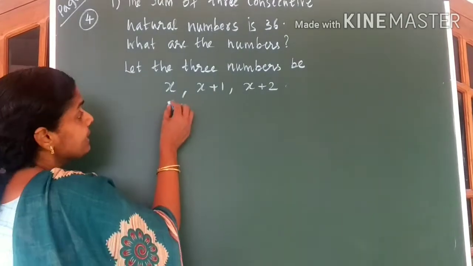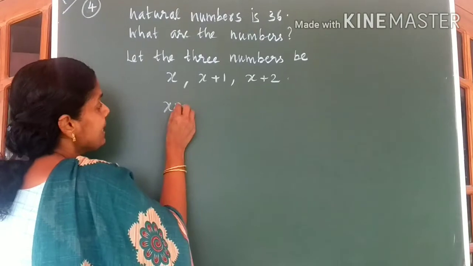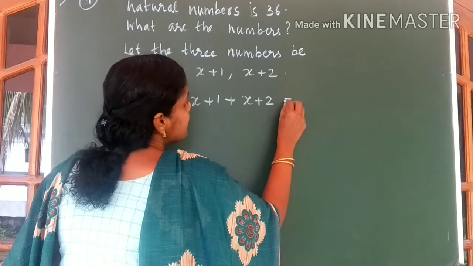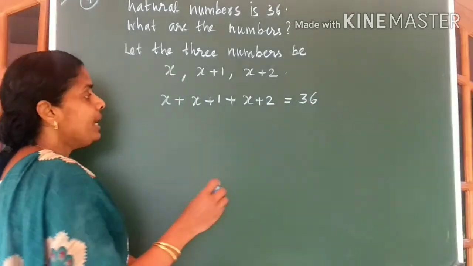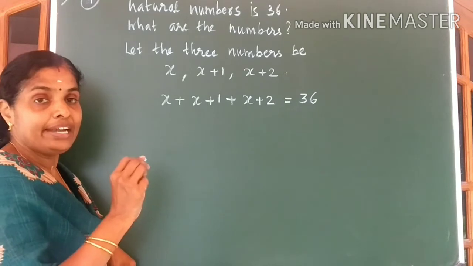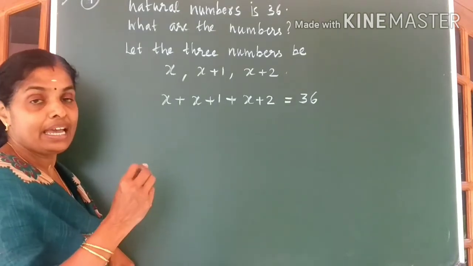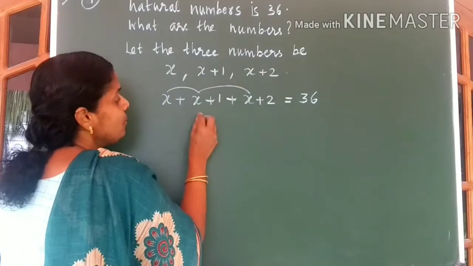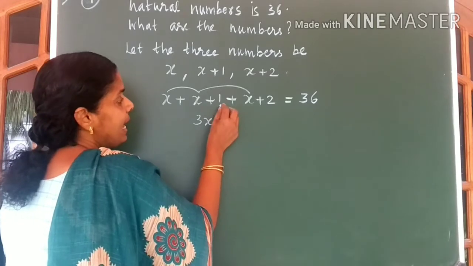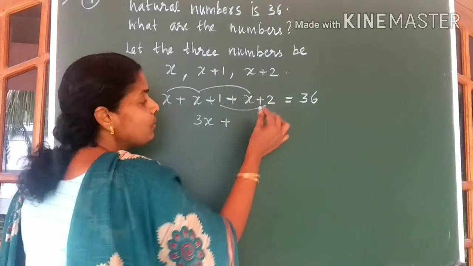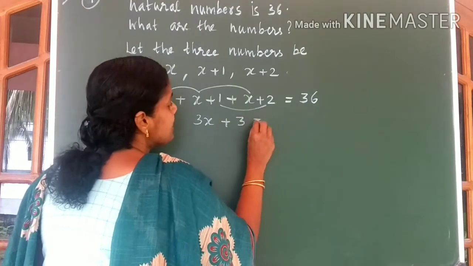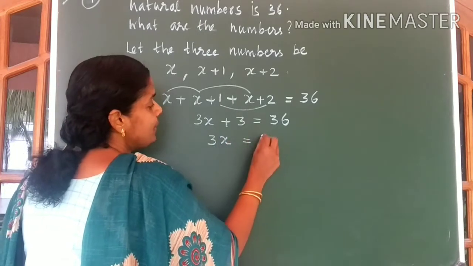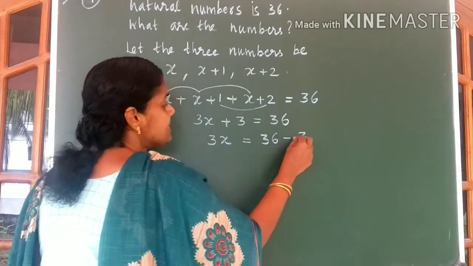So we can write the sum of these numbers, that is x plus x plus 1 plus x plus 2 is equal to 36. Now as we did before, add all the variables separately and numbers separately. So if you add x, x and x, you are getting 3x, plus add the numbers. 1 added to 2 gives you 3, is equal to 36. So what is the next step? 3x is equal to 36 minus 3.